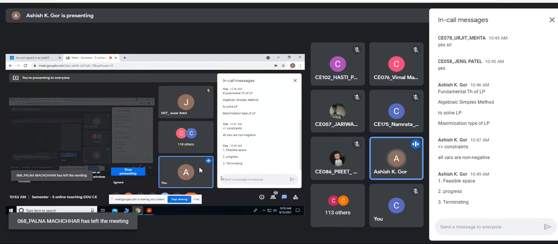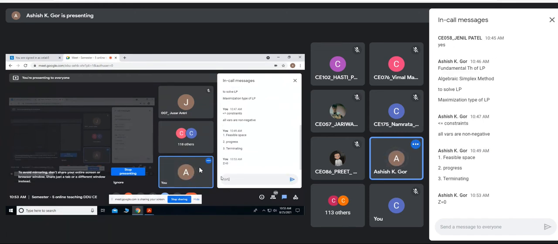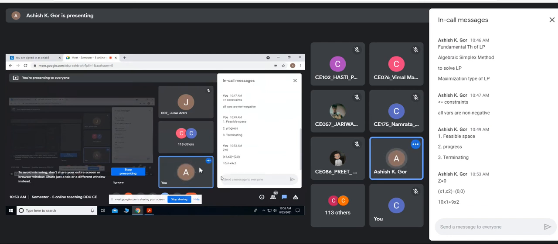That is z equal to 0, and this occurs at what point? This occurs at x1, x2 equal to 0 comma 0. If you set x1 equal to 0, x2 equal to 0, then 10x1 plus 9x2, which is z, is going to be 0. And you know this is one of the points on the boundary of the feasible region.